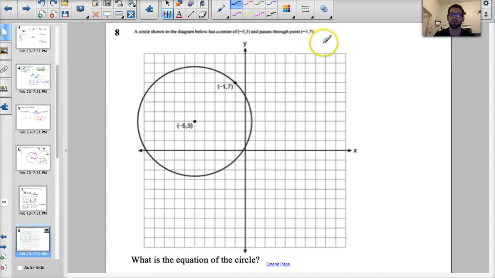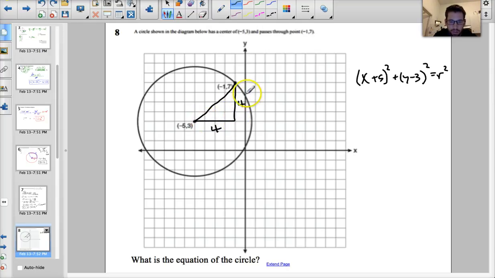All right, equation of a circle. So I'm going to take the center of the circle and I'm going to flip the coordinates. So I get x plus 5 squared plus y minus 3 squared equals my radius squared. So now I need to solve for radius squared. So I'm going to make a right triangle. So I know that this side is 1, 2, 3, 4 units long, and I know that this is 1, 2, 3, 4 units long as well. Cool. Yeah, that works out nicely.